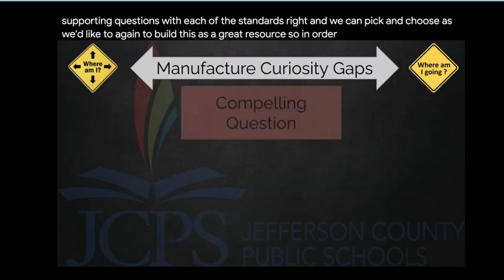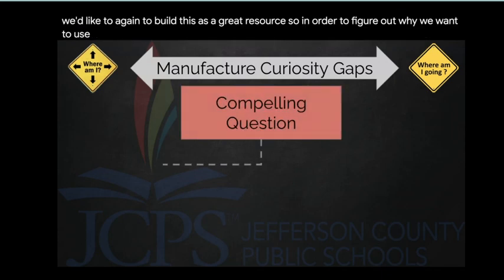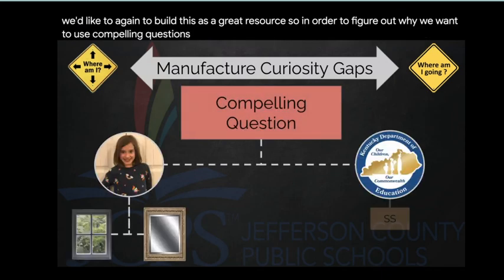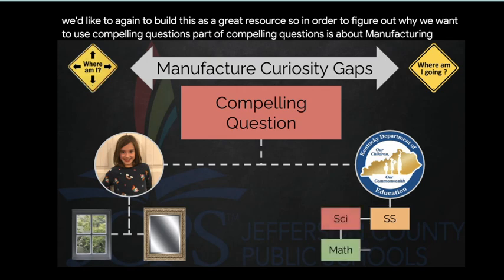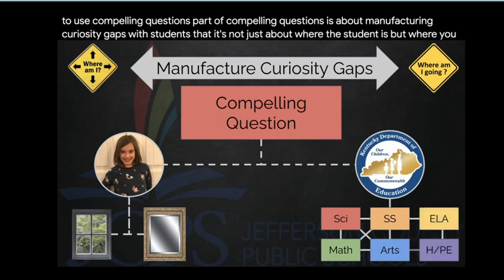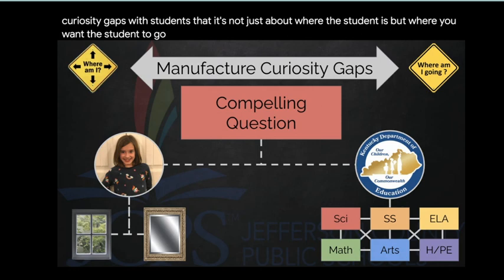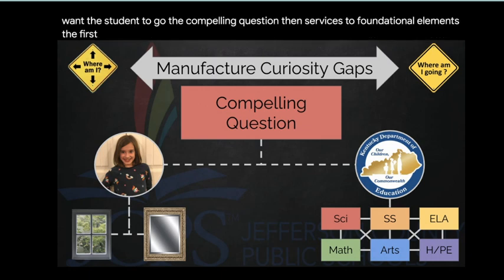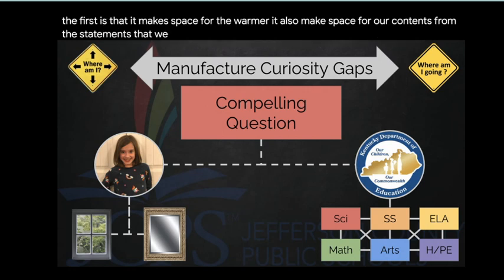So in order to figure out why we want to use compelling questions, part of compelling questions is about manufacturing curiosity gaps with students. It's not just about where the student is, but where you want the student to go. The compelling question then services two foundational elements. The first is that it makes space for the learner. It also makes space for our contents, for the standards that we have to teach.